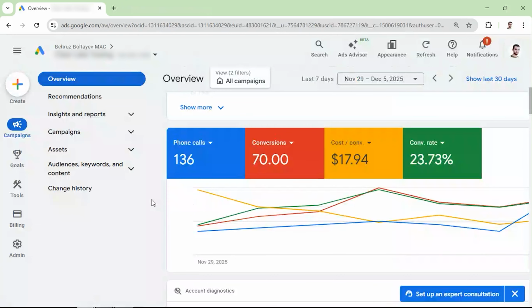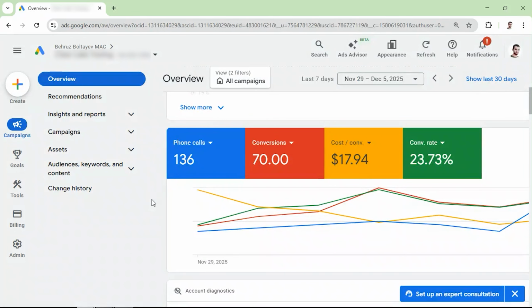If you're running Google Ads and you're not getting as many phone calls as you expected, then this video is for you. I'll go over some of the common factors that can affect the call volume and share a few practical adjustments that can help you increase the number of phone calls over time. So let's get started.